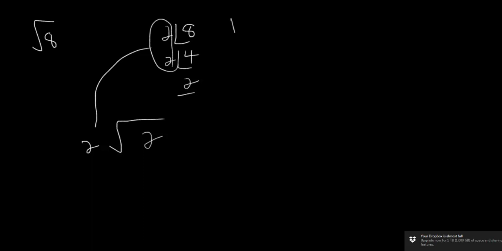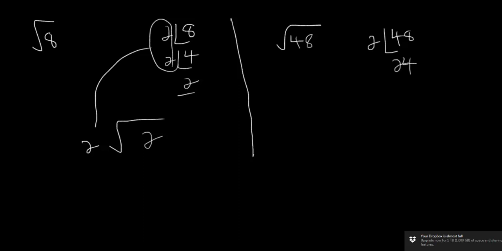Let's do another one. The square root of 48. Well, 48 is not a perfect square. If I type it in the calculator, it's going to give me a decimal. So let's take 48 and start dividing it by prime numbers. 2 is prime, so that's 2 times 24. Well, 24 is not prime, so keep going.